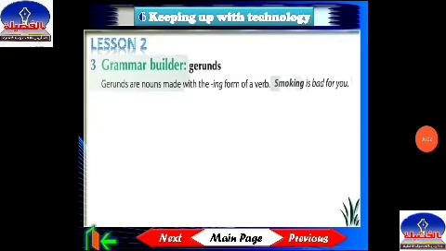Now, let's start with topic number 1, grammar builder. This topic is gerunds. What is the meaning of gerunds? Gerunds are nouns made with the ing form of the verb. When you have a verb, you add ing. It is gerund. Such as smoke, smoking, read, reading, write, writing.